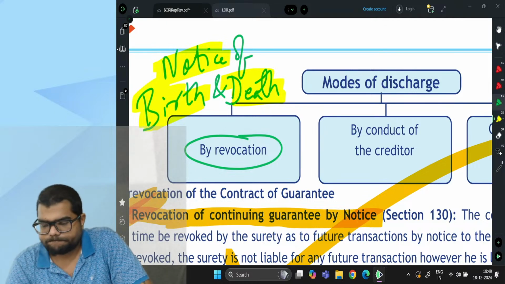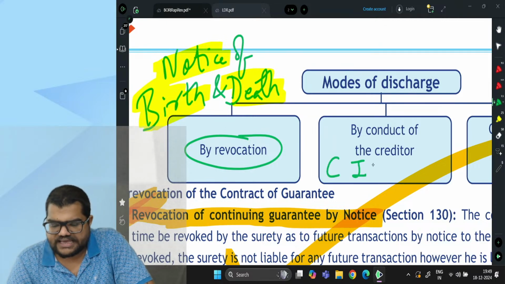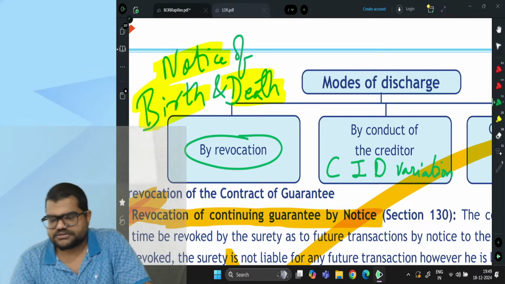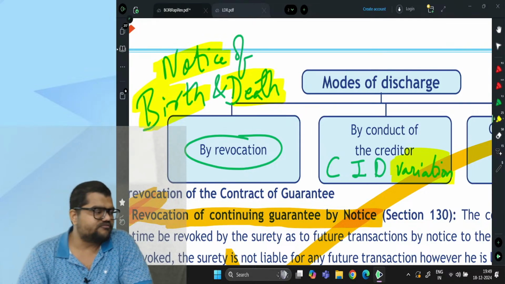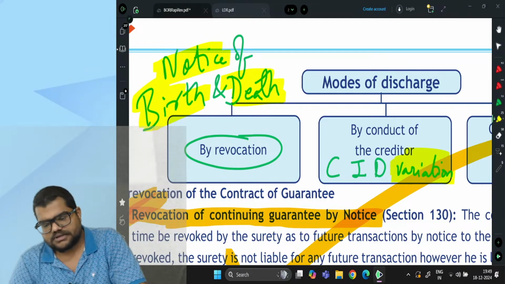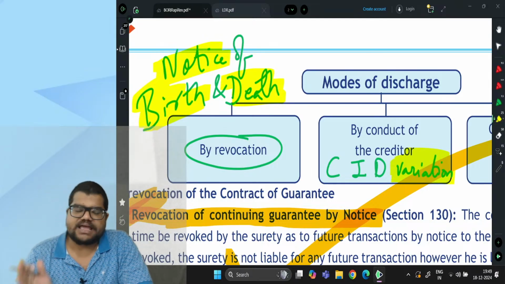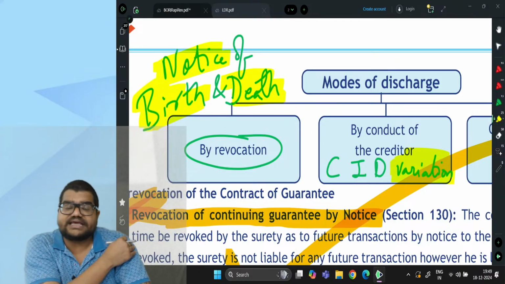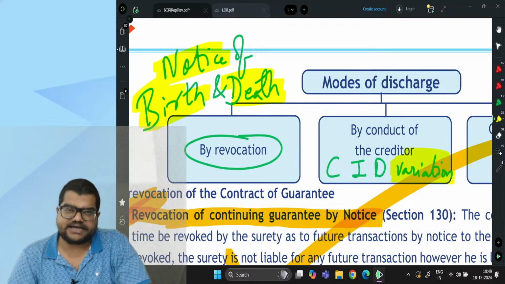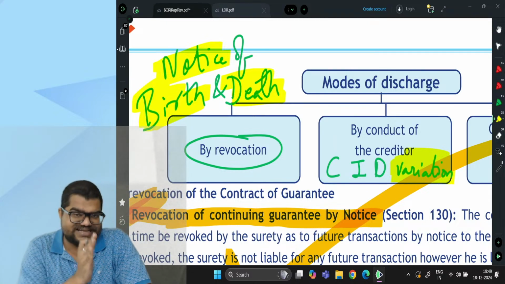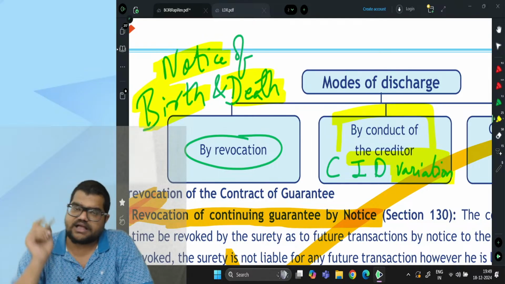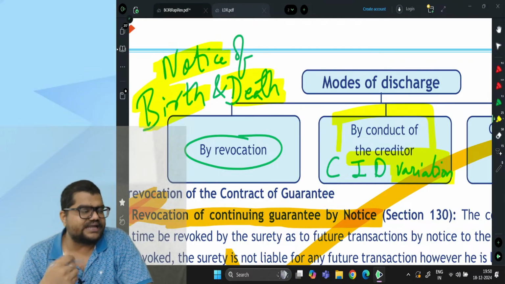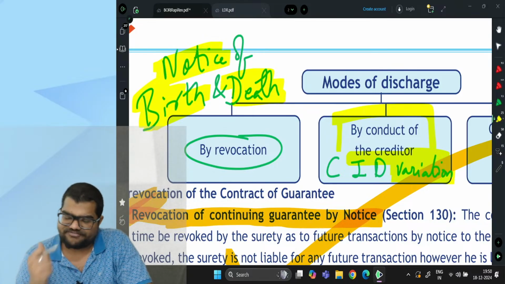The next one, CID variation, under which we have already covered variation. So under CID, variation is done already. Let's come to C, I and D. I is basically impairing, D is discharge of principal debtor, and C is compounds with. So basically 3 more points under the conduct of the creditor. C is compounds with, I is impairing, and D is discharge of principal debtor. So these 3 points are left.